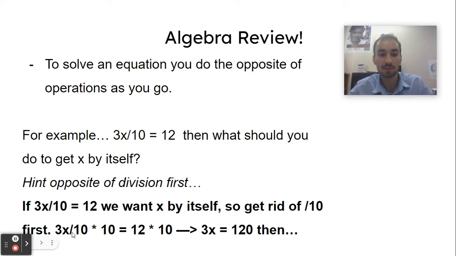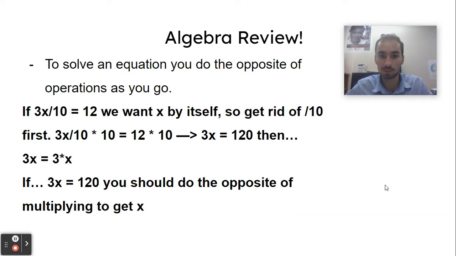So 3x divided by 10 times 10, the divided by 10 times 10 balances out. They cancel out. So you're left with 3x equals 12 times 10, which is 120. So now here's what we got. We have 3x equals 120.